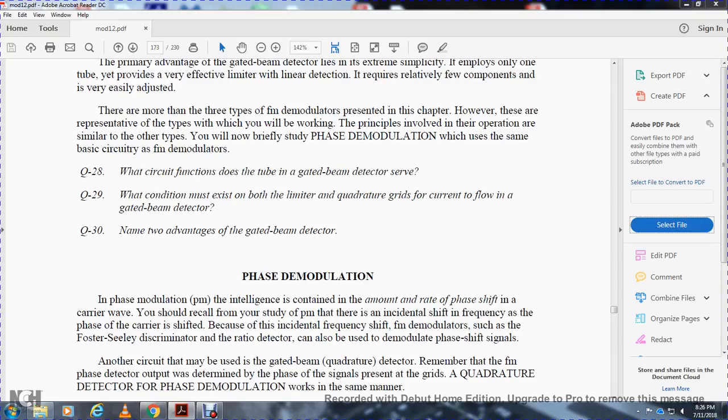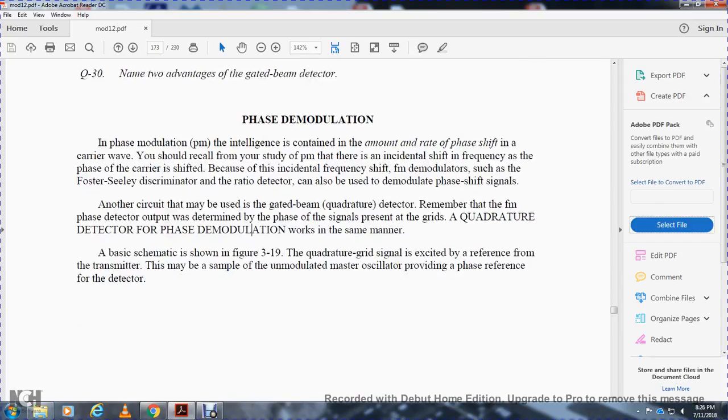You can also demodulate phase signals with other circuits, such as a gated beam quadrature detector. Remember, the frequency modulated detector output is determined by the phase of the signal present on the grids. A quadrature detector for phase demodulation works in a similar manner.